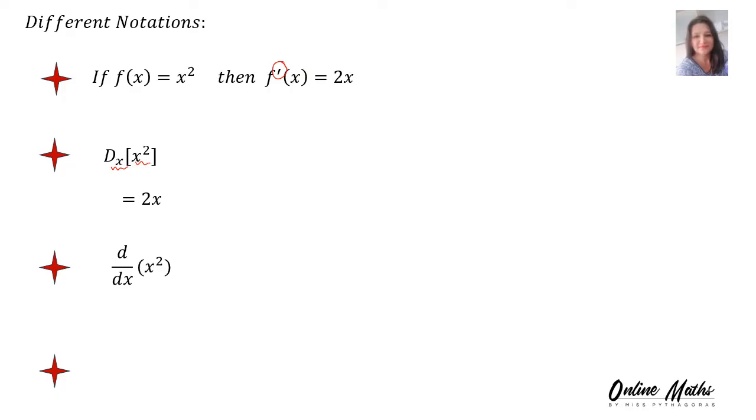Then, a different notation could be d over dx, and this means differentiate in terms of x, and then there's a round bracket and whatever you have to differentiate, and the answer is 2x. And then lastly, if it is given as y is equal to x squared, then the notation will be dy over dx is equal to 2x. This means you will differentiate y in terms of x.